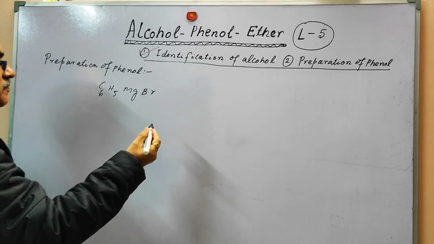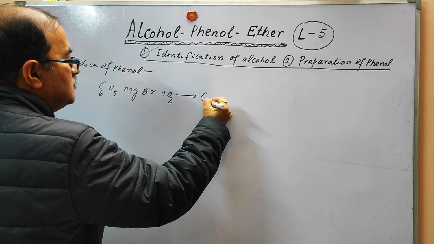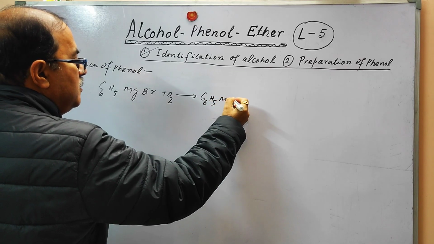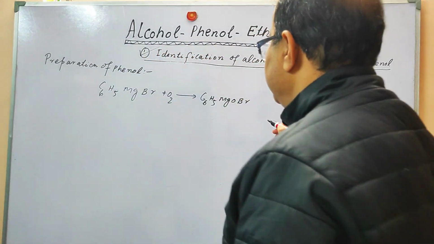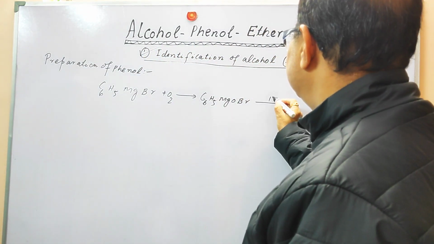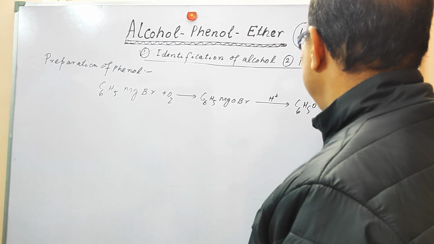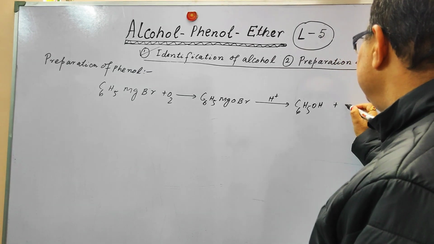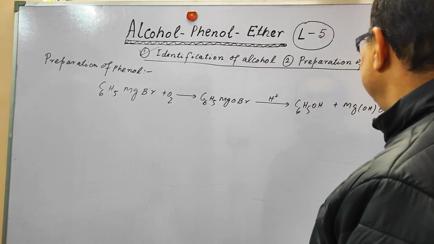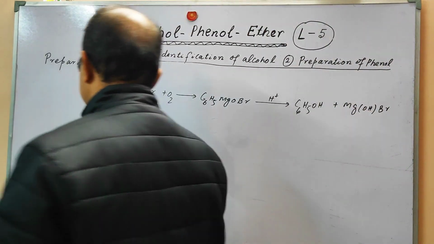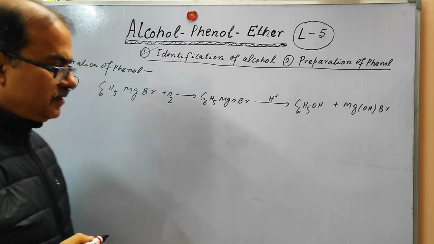C6H5MgBr. When it is oxidized, it will produce C6H5MgOBr. And when this is hydrolyzed in presence of acid, it will produce the alcohol, and with this it will produce Mg(OH)Br. So this is the sixth way that we have discussed, that is from the Grignard reagent.